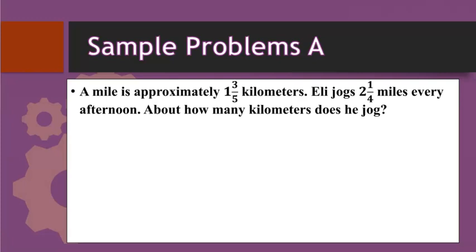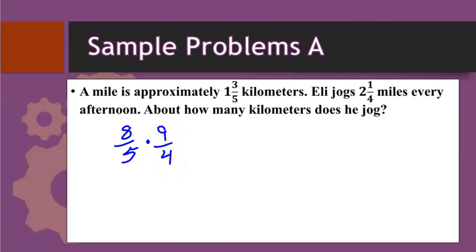So our first question. A mile is approximately 1 3/5 kilometers. Eli jogs 2 1/4 miles every afternoon. About how many kilometers does he jog? So 5 times 1 is 5, plus 3 is 8, so this is 8/5. And I'm multiplying this by 2 times 4 is 8, plus 1 is 9/4.